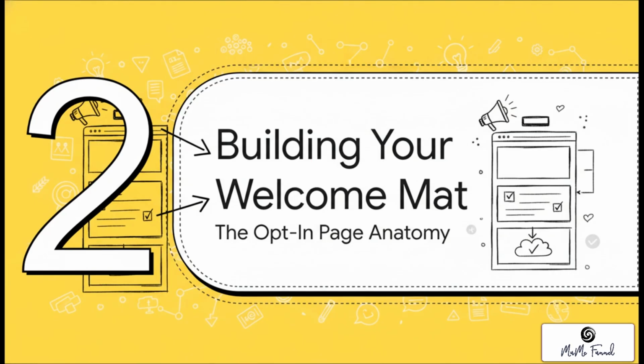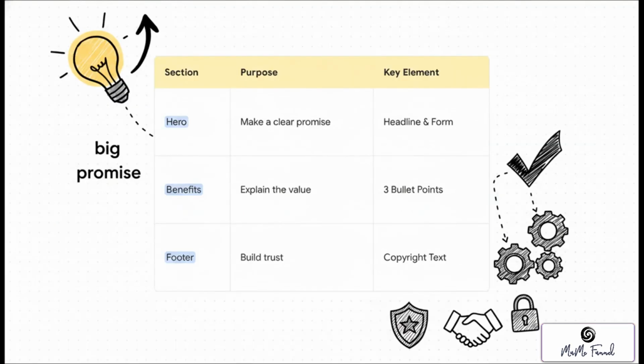Now for the fun part, actually building the page itself. And look, we're not going to overcomplicate this at all. A really high-performing opt-in page is just made of 3 simple logical parts, and we're going to break them down right now. This slide right here, this is your blueprint. Seriously, it's the 3 essential building blocks. You've got the hero section, which makes a promise, the benefits section, which explains the value, and the footer, which builds trust. Pay close attention to this, because I guarantee almost every effective landing page you've ever seen follows this exact structure.